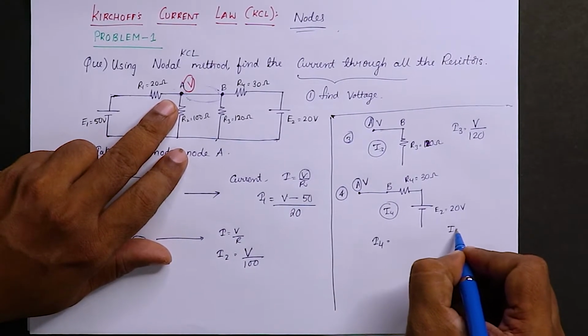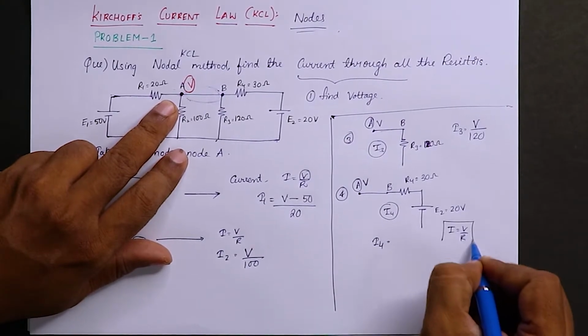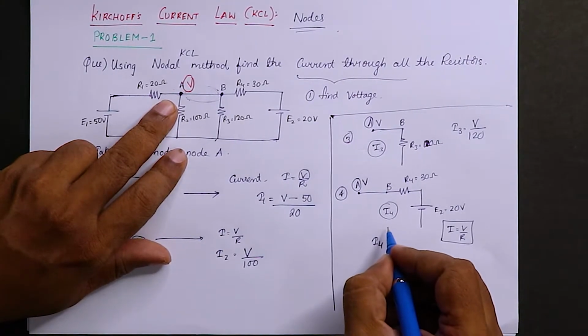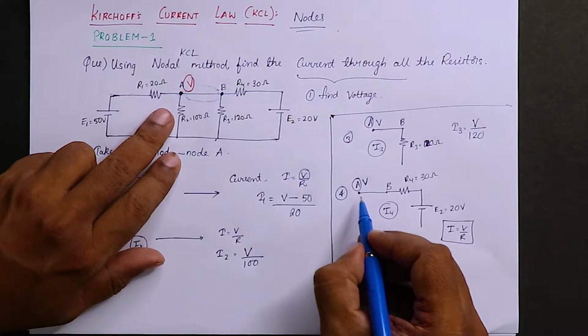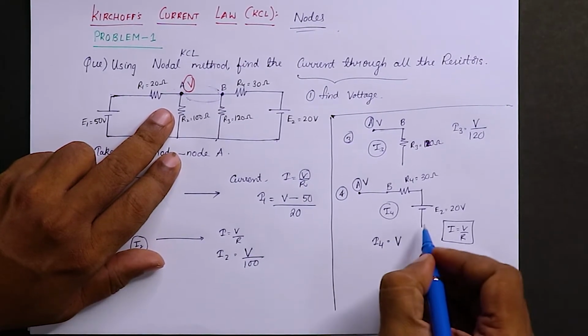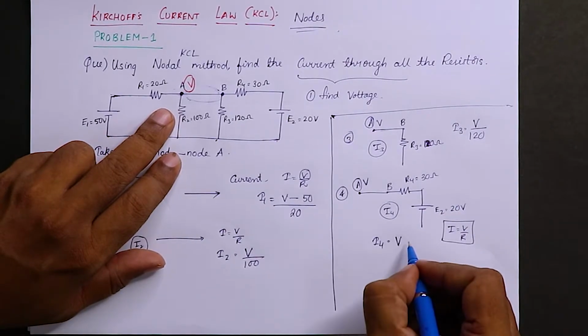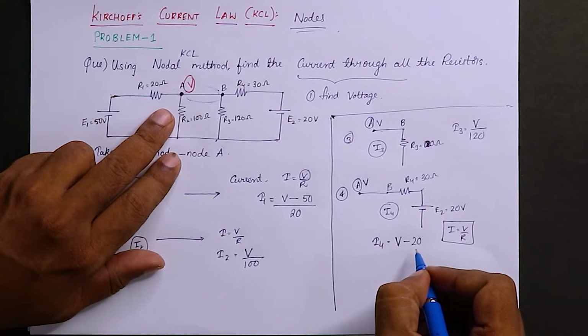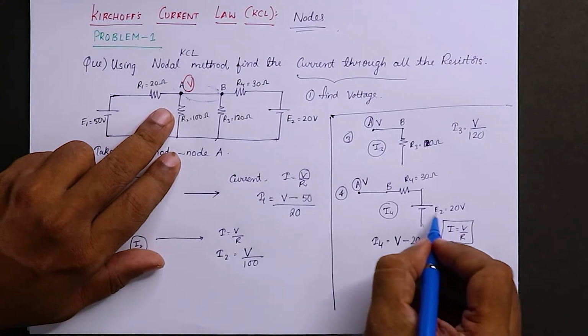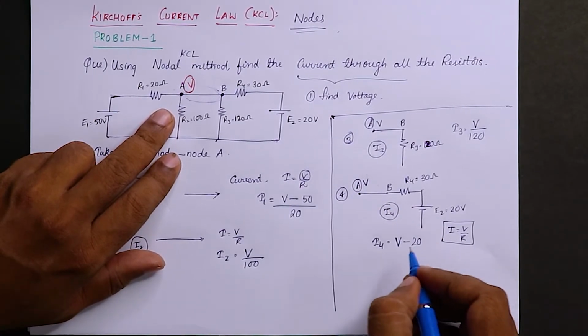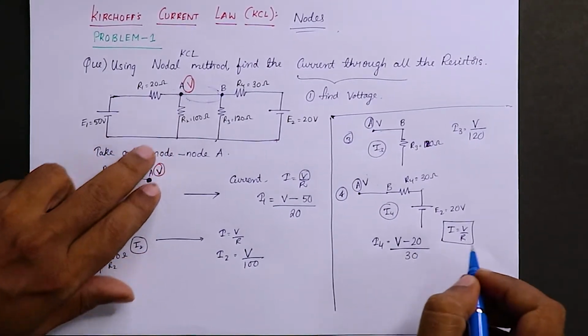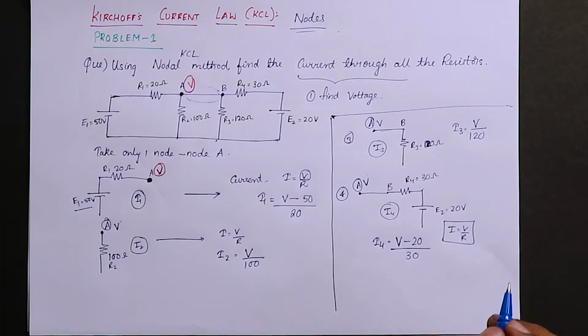As we told, I is equal to V by R from Ohm's law, so I4 is equal to V by R. Now what is V? Again the same process. The V we have specified, and there is another voltage that the problem has given, coming towards it, so that becomes minus 20. The difference between these two voltages is the voltage existing here, divided by R, which is 30. So now we have I1, I2, I3, I4.